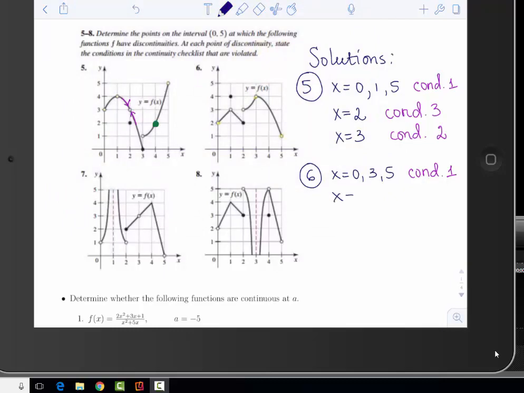Okay, let's see. Point 1. The function is defined, the limit exists, but the limit is not the same as the value of the function, so that's condition 3. Okay, and what else do we have? x equal to 2. The function is defined at 2. The limit does not exist. From the right, we get 3, and from the left we get 2. So that is condition 2.